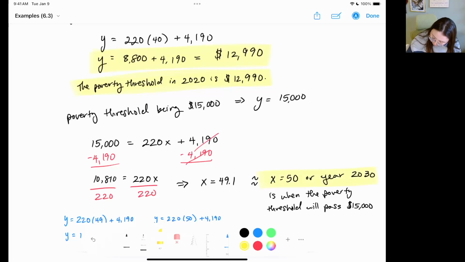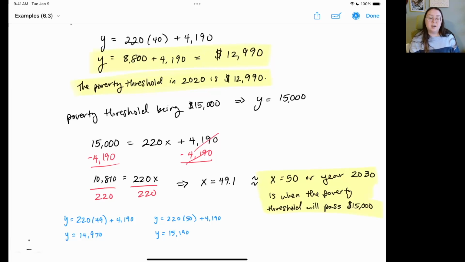So we definitely had to use some reasoning for a question like that one, where typically we solve for a value and then we're done. We plug it in and everything. But this was asking for the specific year. So we had to round to either the 49th year or the 50th year to figure out which would be correct. In this case, the year 2030, or the 50th year, is when the poverty threshold would actually pass 15,000, which is what our question was asking. All right, that finishes up our example there.